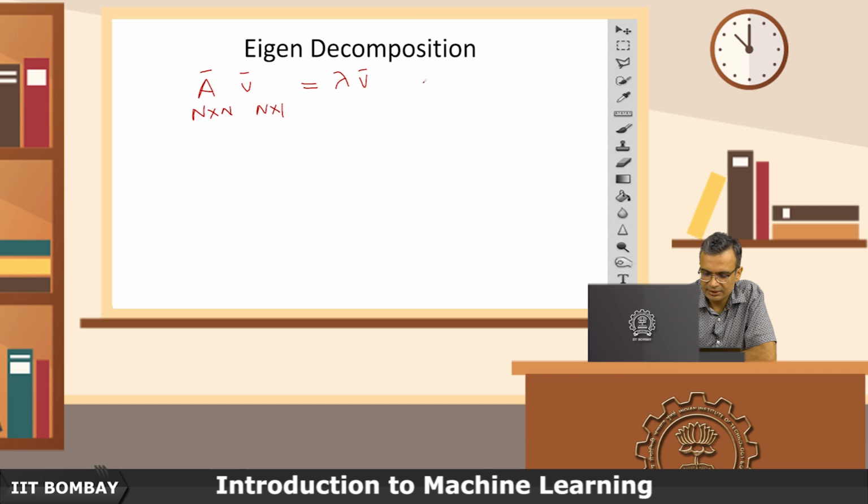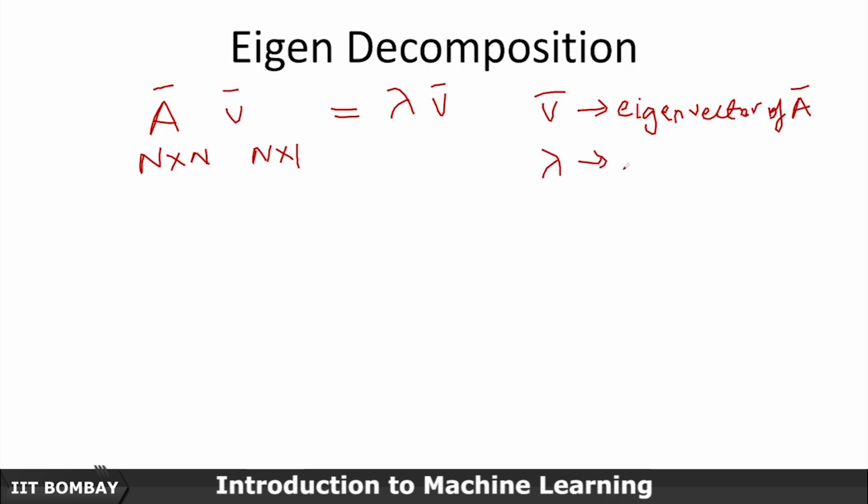Then what we call is that V, the vector V, is an eigenvector of A, and lambda is the eigenvalue of A. So, these basically characterize some important modes or directions that the columns or rows of the matrix have, which we will see when we get into principal component analysis in machine learning.